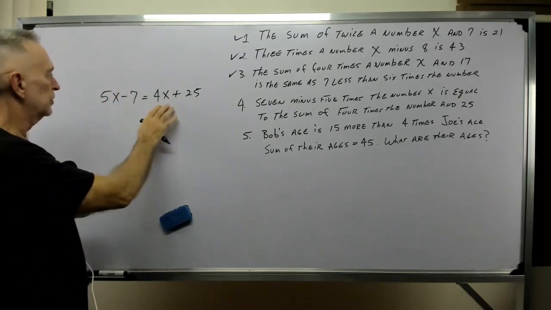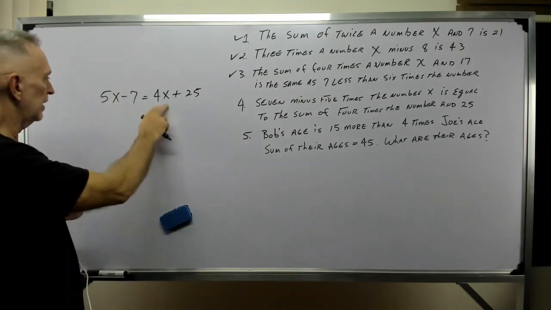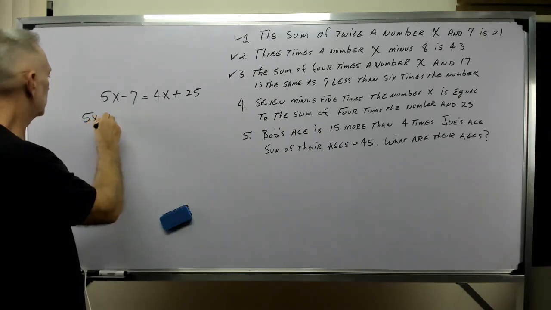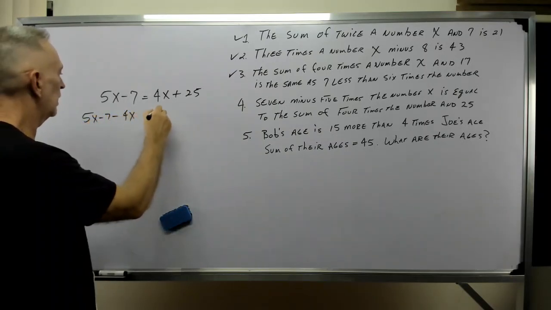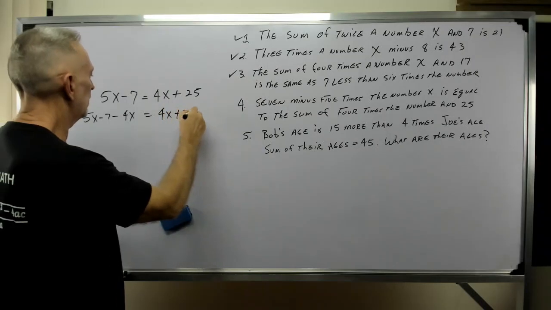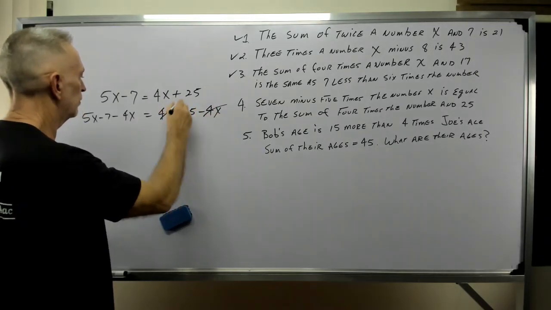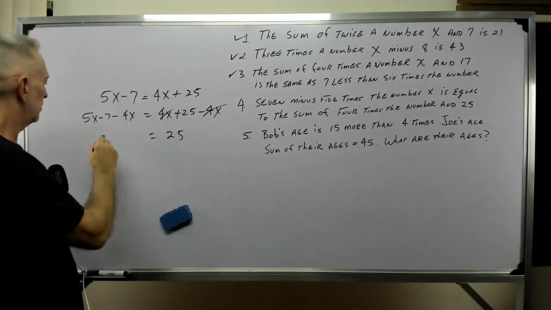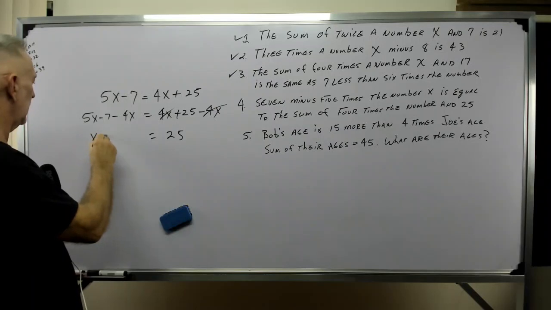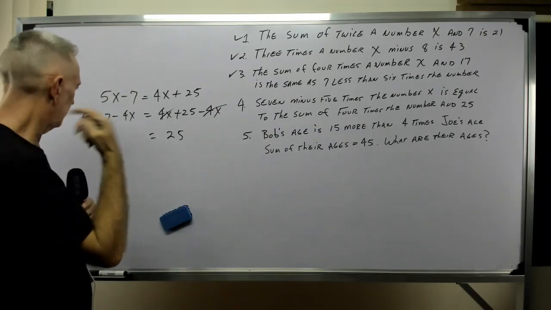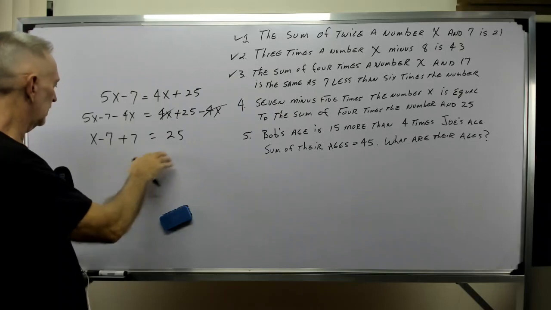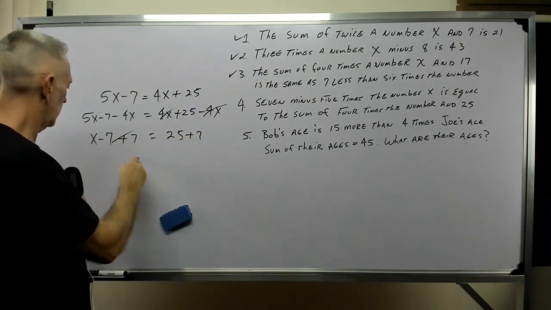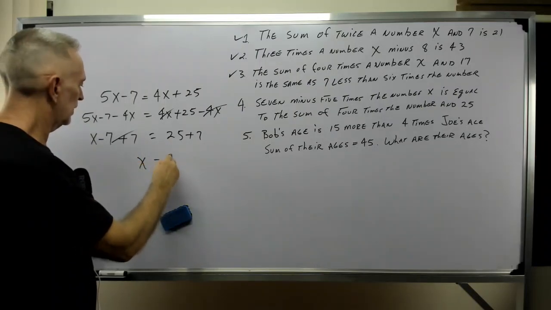Okay. All right, since 4x is smaller than 5x, I'm going to just subtract 4x from both sides. 5x minus 7 minus 4x equals 4x plus 25 minus 4x. So the 4x is canceled, so that equals 25. 5x minus 4x is x, so I have x minus 7 equals 25. So let me add 7 so I can get rid of that 7. Add 7 to both sides. So that goes away. So x equals 25 plus 7, which is 32.